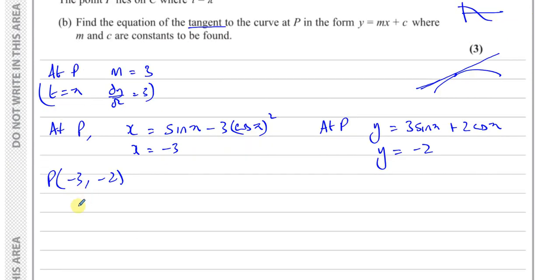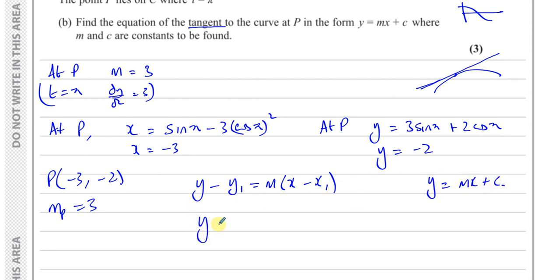And we can say the gradient of P, or the gradient of the curve at P, is going to be 3. The gradient at P is equal to 3. So we can now use whichever form we like. I like to use y minus y1 equals m times x minus x1. Some people like to just use y equals mx plus c directly.